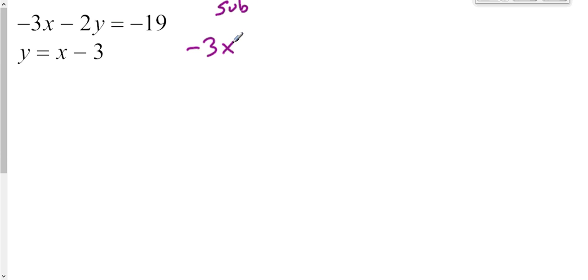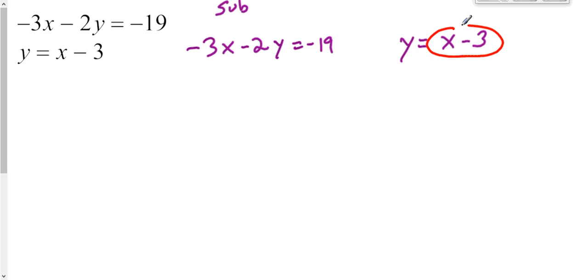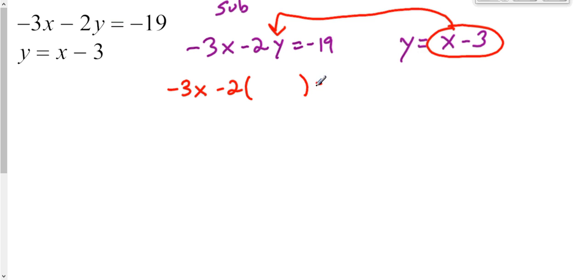For substitution, the organization is the best when the two equations are side by side rather than vertically aligned like this. So now that I have them side by side and I have a y equals, and y is equal to all of this, I'm going to take all of that and plug it in for the y right here. The entire equation, except for the y, remains the exact same as it was.